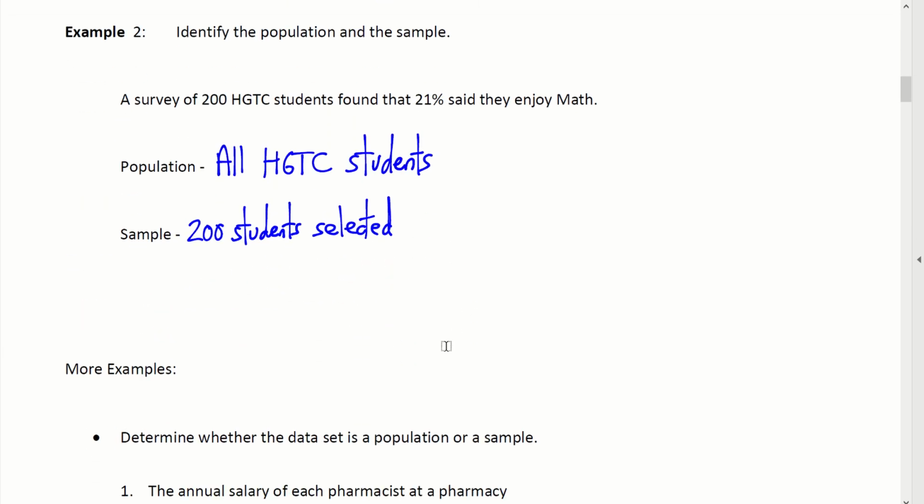Let's take a look at another one. Suppose we have a survey of 200 HTC students that found that 21% said they enjoy math. For this study, the population would be all HTC students, and the sample would be those 200 students that were selected. Notice we have some additional information, a little bit of noise in this question. That's that number 21%. This 21% is actually describing our sample, and we're going to have a term for that in a moment. This is what's referred to as a statistic. But in terms of the population, it's all tech students, and the sample is just those 200 students that were selected.